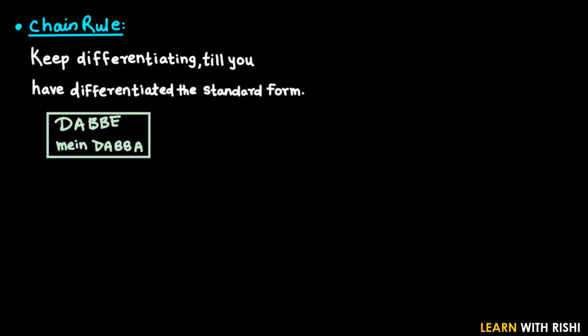So let us come to the differentiation of the composite function, and we solve the composite function differentiation with the help of chain rule. What is chain rule? You have to keep differentiating till you have differentiated the standard form. Till the standard form is reached, till that time you have to keep differentiating the function.